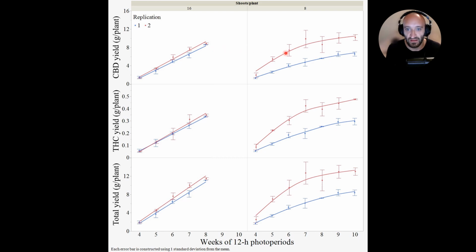Compare that to the 8 shoots per plant, where it's not as clear here, and definitely a little inconsistent between these reps.